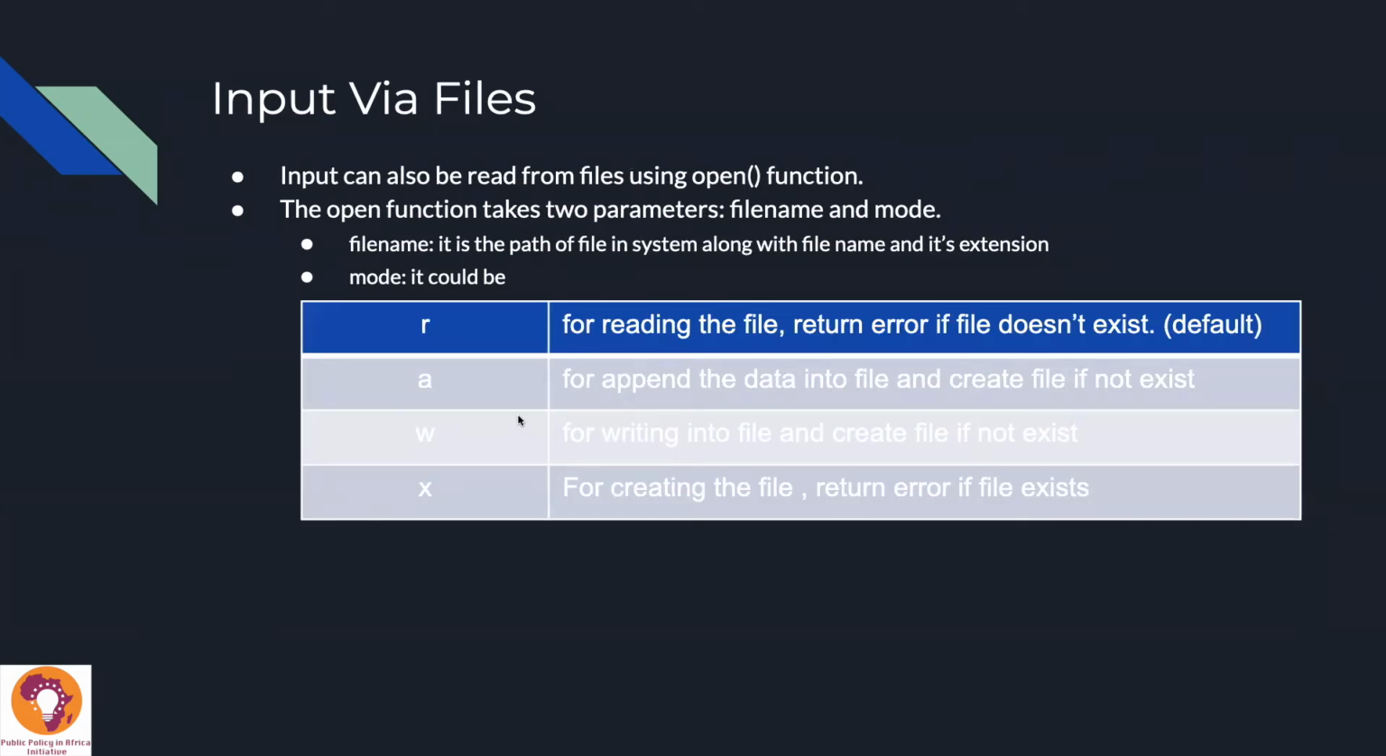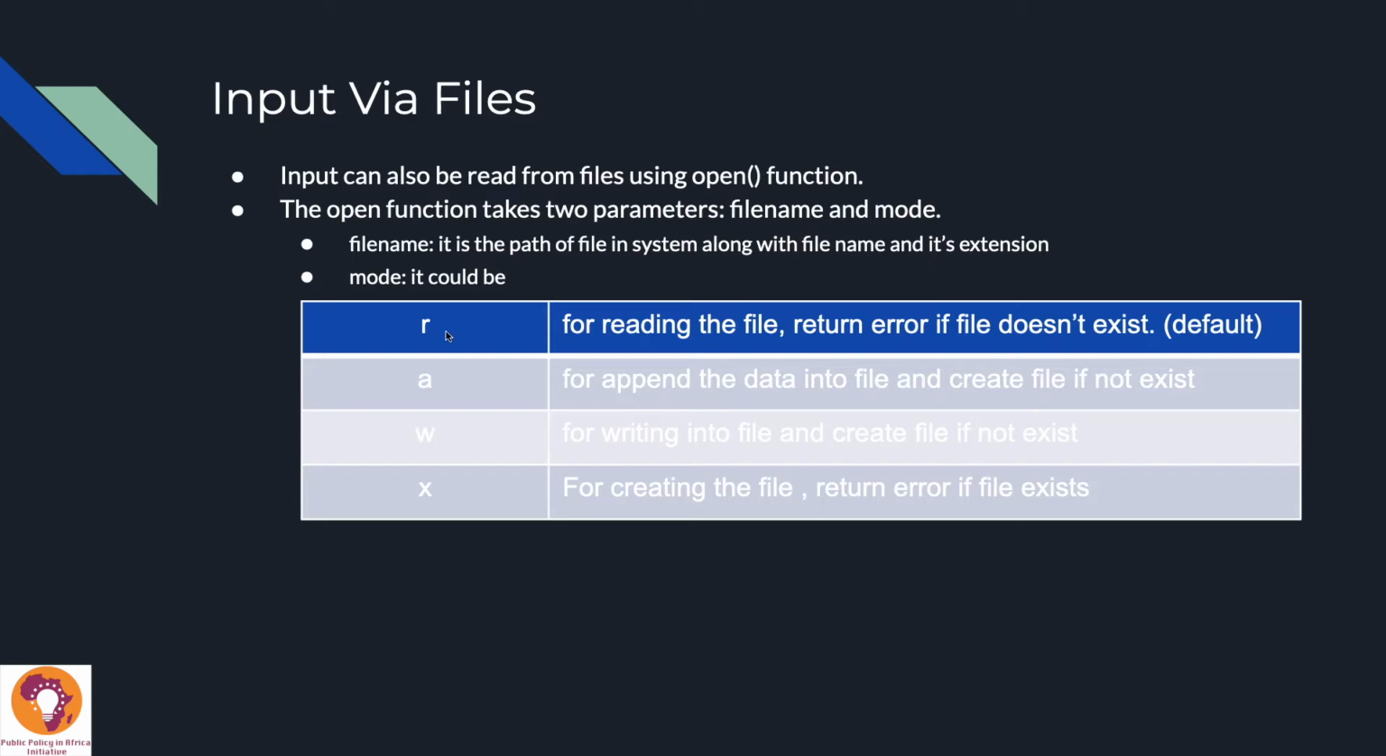So now that we've got input from a user using the input function, we can also read inputs from a file using the open function. So the open function takes 2 parameters, a file name and a mode. The file name is the path of the file in the system, along with the file name and its extension. And the mode could be a number of things, but the mode basically indicates whether we're reading the file, appending to the file, writing to the file, creating a file, or any of those types of situations.